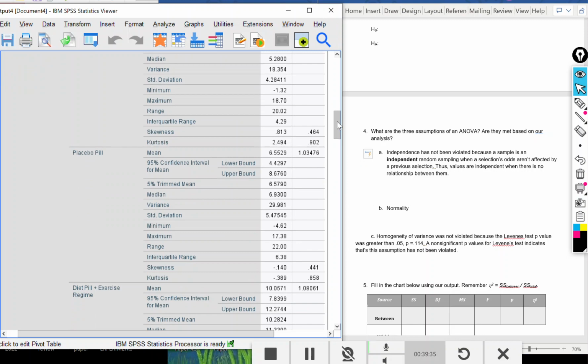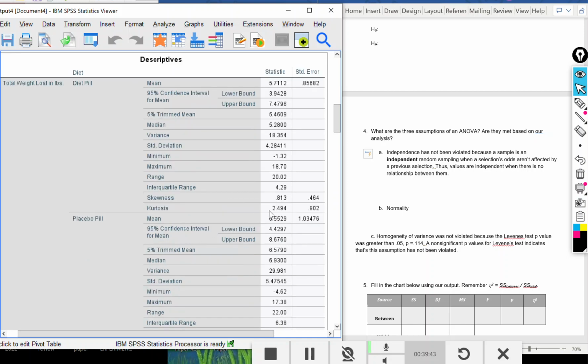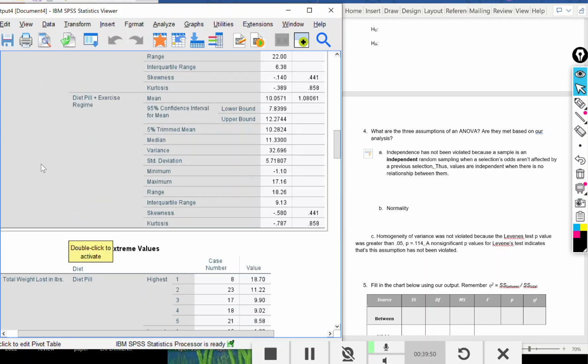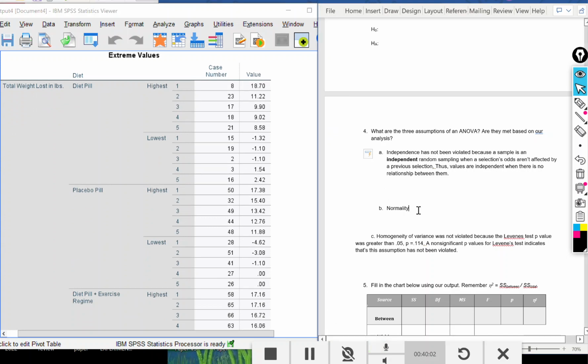So placebo pill, let's look at their skewness and kurtosis for this group. And it looks like it's between -1 and +1 here. And the kurtosis looks like it is between -1 and +1 as well. And then the third group, diet pill and exercise, -1 and +1 for skewness, and then between -2 and +2 for kurtosis. So right off the bat, we could say the assumption of normality has been violated.